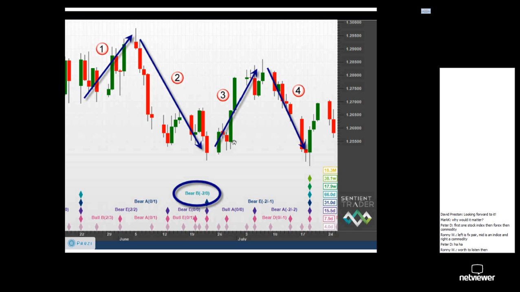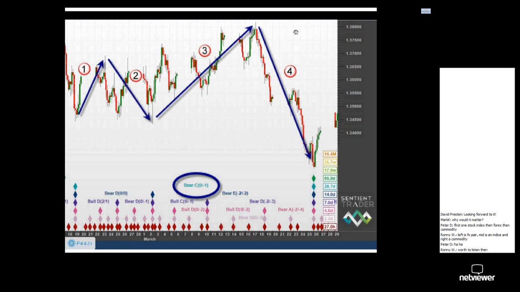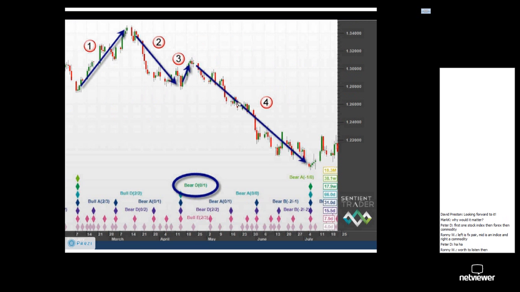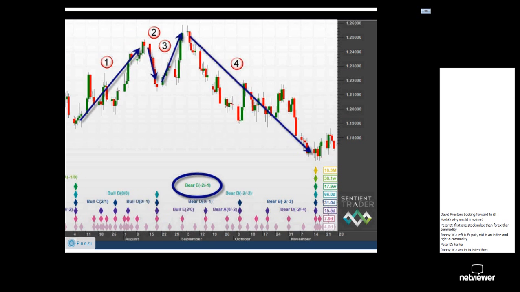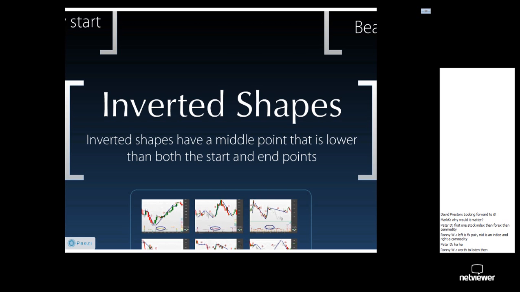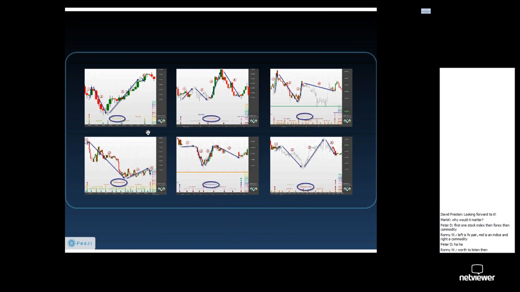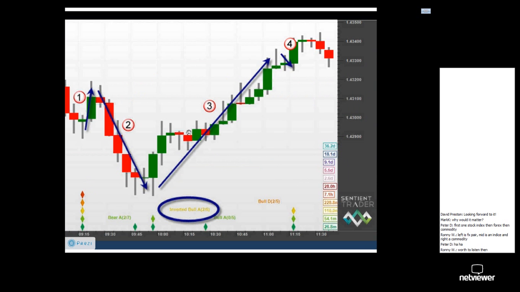Okay, let's take a look at the bear shapes. Bear shapes are shapes that end lower than they started, and all bear shapes have stronger wave 2 and wave 4 combinations, or leg 2 and leg 4, than they do leg 1 and leg 3. There are also 5 bear shapes. They are imaginatively called bear A, bear B, bear C, bear D, and bear E. And here they are. You can look at them. It's all really interesting. In fact, I could make this PDF available for you as a download, if you like, and you can browse it in your own time offline after this presentation. And so there are all the bear shapes.